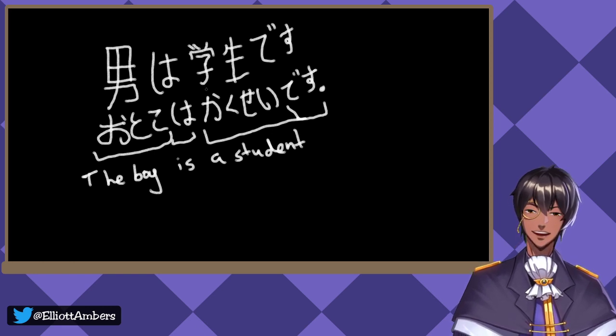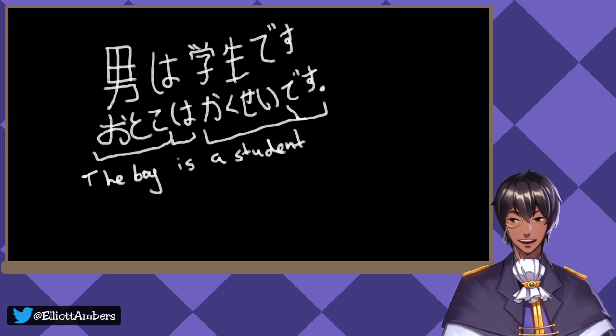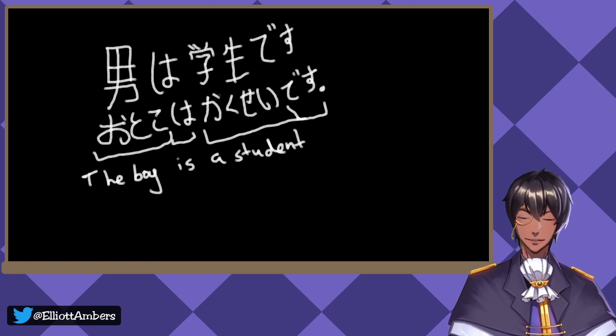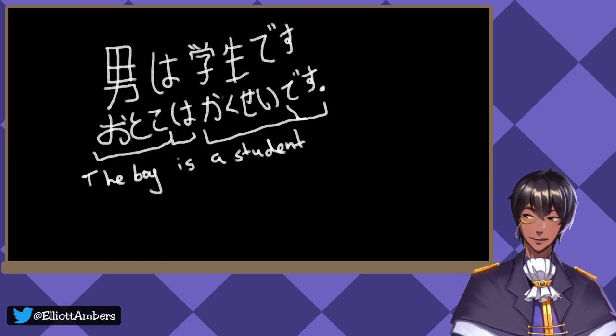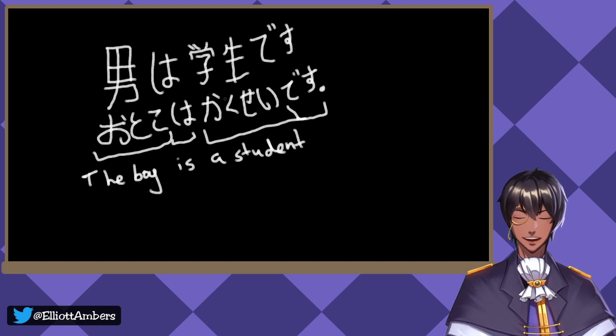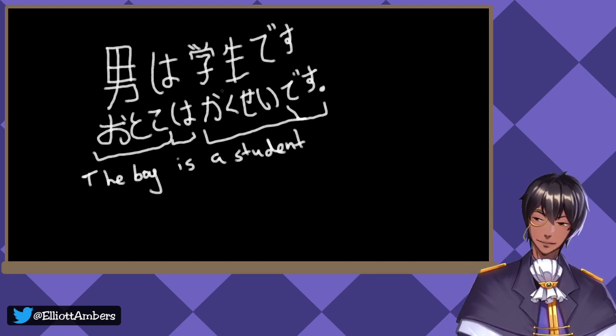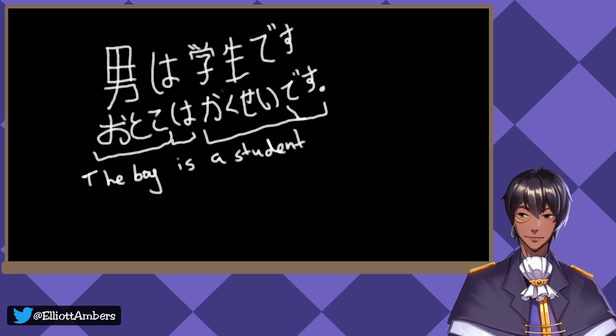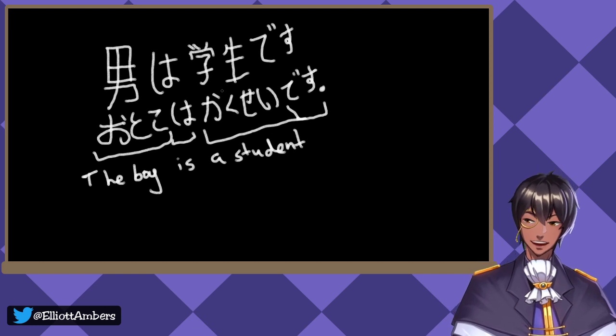So again, that's what a particle is. There's multiple different kinds of particles in Japanese. Wa represents the state of being, and the other particle today that we're going to talk about is going to be one that represents possession. But before we do that, we're going to talk about this next.